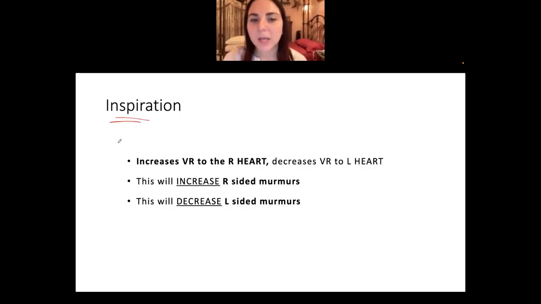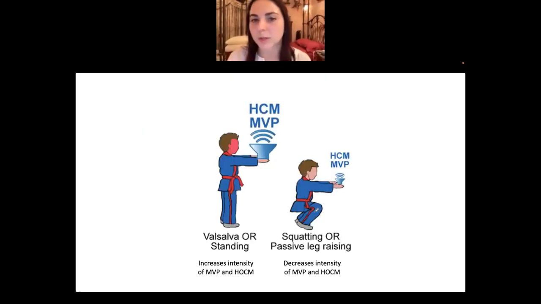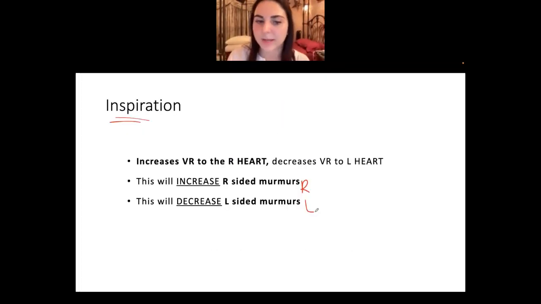So that will increase right-sided murmurs and then decrease left-sided murmurs because again, more blood on the right side, less blood on the left side. So it's going to follow that same pattern. If there's more blood, it's going to be more. If there's less blood, it's going to be less.